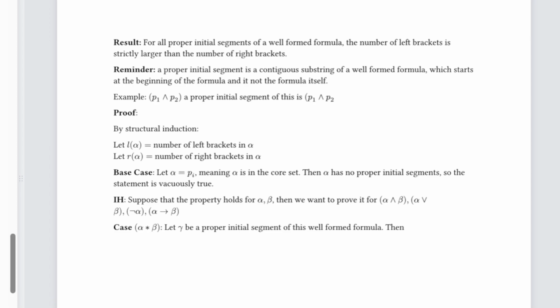Now, you could have that gamma equals open bracket. So we'll say case gamma equals open bracket. And if this is the case, then the property holds because there's one open bracket and no closing brackets.